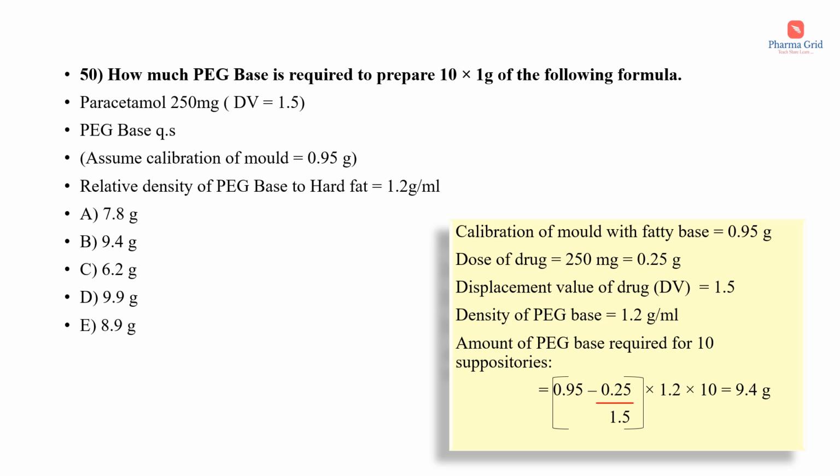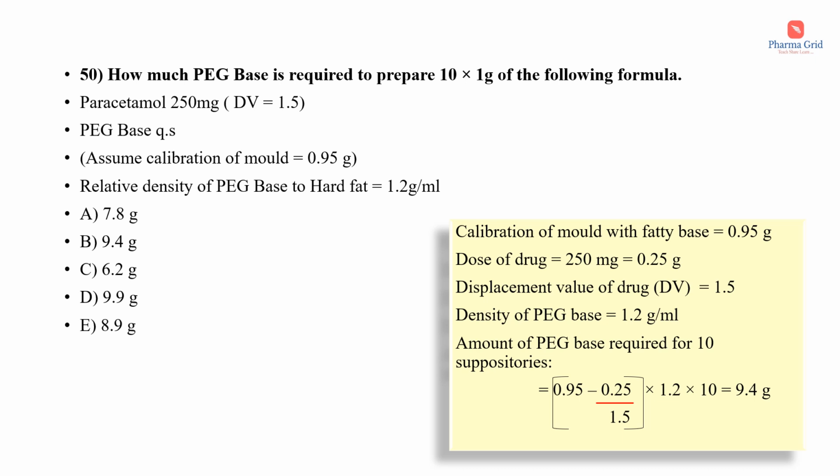Question number 50. How much PEG base is required to prepare 10 into 1 gram of the following formula? Paracetamol 250 mg, displacement value 1.5, PEG base quantity sufficient. Assume calibration of mold is equal to 0.95 gram. Relative density of PEG base to hard fat is equal to 1.2 gram per ml.